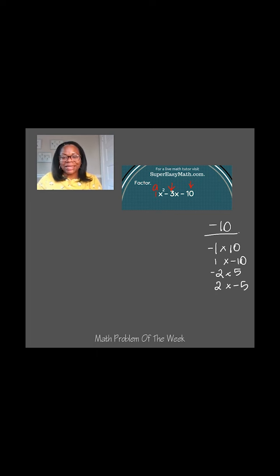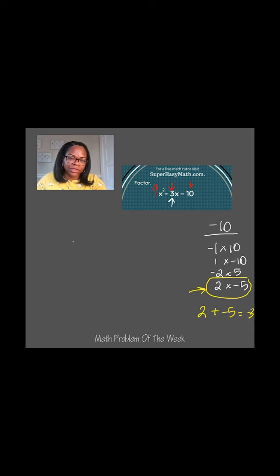Now, I want to get the pair, either the negative 1 times 10, or the 1 times negative 10, the negative 2 and 5, or the 2 and negative 5. Pick which pair is going to give me negative 3, the b value. And when I study this, I can tell that the 2 and the negative 5 can get negative 3, because if you were to take 2 and add negative 5 to it, you would end up at negative 3. So this is the pair that I'm going to use.